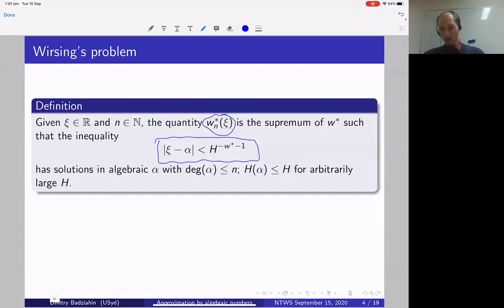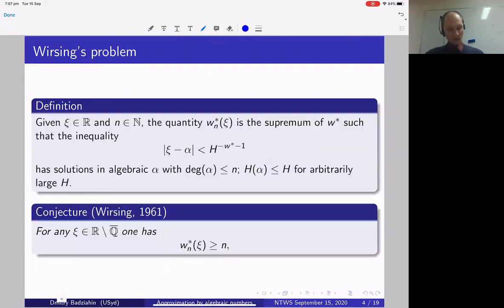Okay, then if we translate our heuristics into this language, then we should get that w_n star of psi should be at least n. And that's actually something posed quite long ago, that was firstly posed by Wirsing in 1961, and now it's called the Wirsing conjecture. So the conjecture is that for any transcendental number psi, w_n star of psi is at least n.